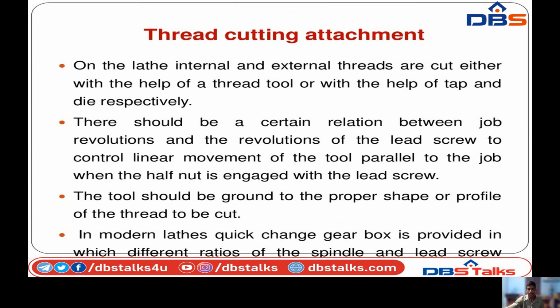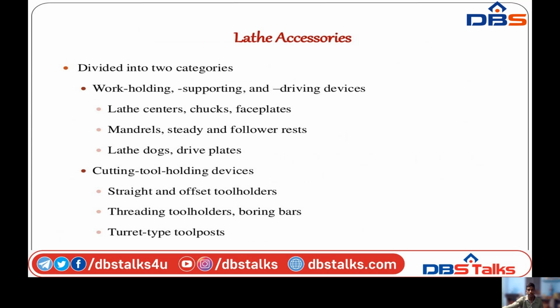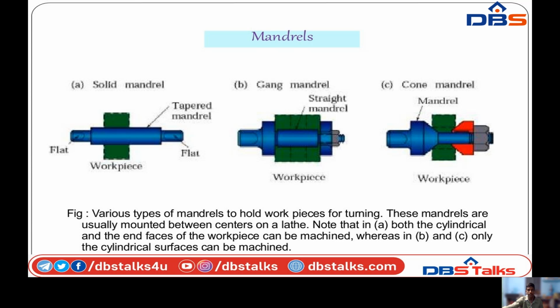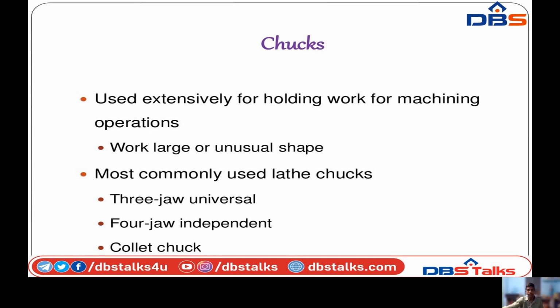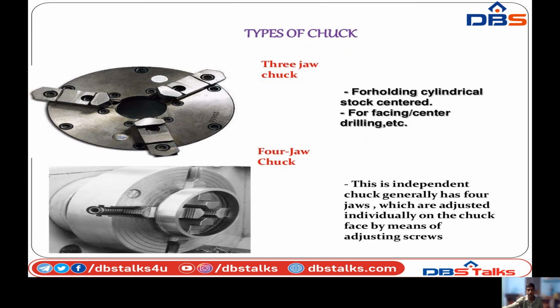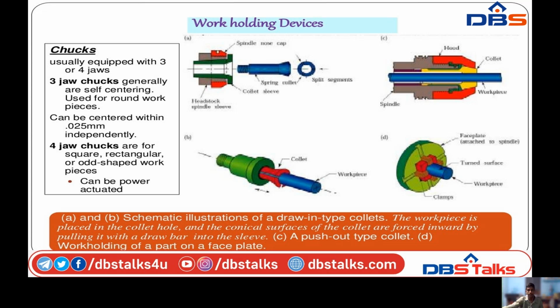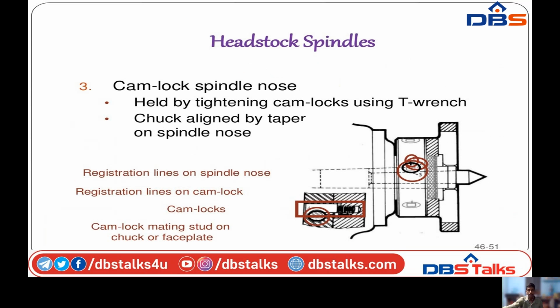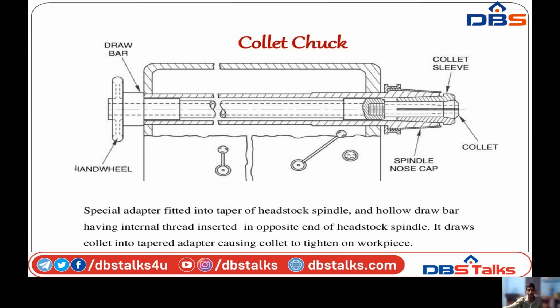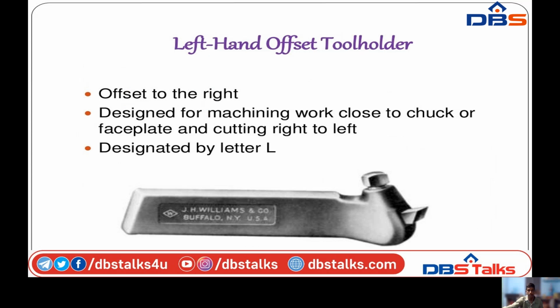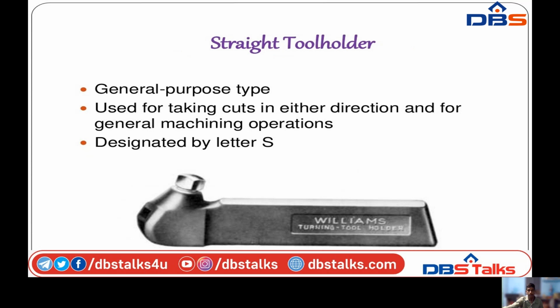These are all topics we covered in the last class: work holding devices, handles, lathe centers, chucks, different types of chucks, 3-jaw chucks and 4-jaw chucks. Next, collet chucks, magnetic chucks, work holding devices, spindles, types of lathe dogs, left hand offset tool holder.